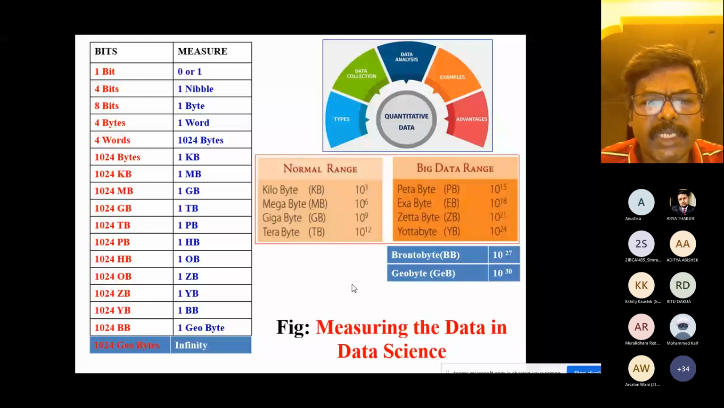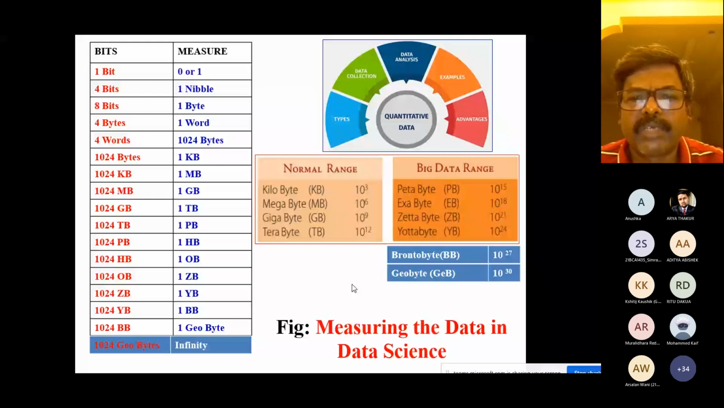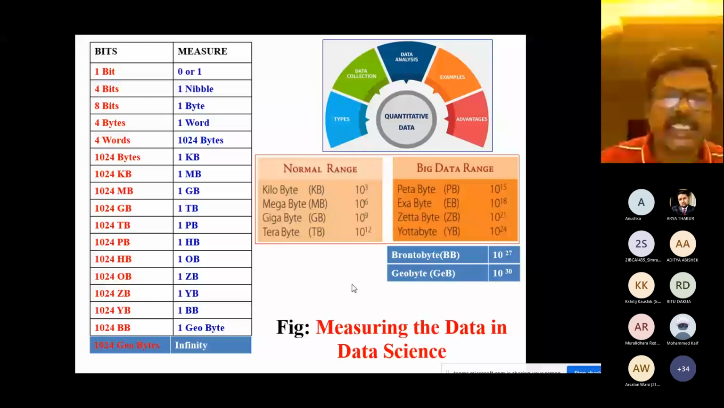If you see the same measurement in mathematical range, normal range and big data range, kilobyte is 10 power 3, megabyte is 10 power 6, gigabyte is 10 power 9, terabyte is 10 power 12, and petabyte is 10 power 15, hexabyte is 10 power 18, zettabyte is 10 power 21, yottabyte is 10 power 24, and brontobyte is 10 power 27, geobyte is 10 power 30. This is the way we are measuring the data in data science.